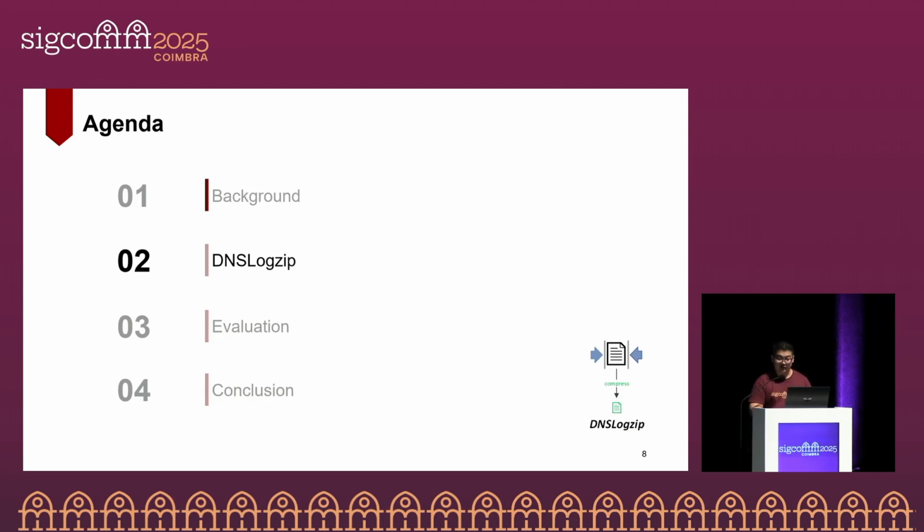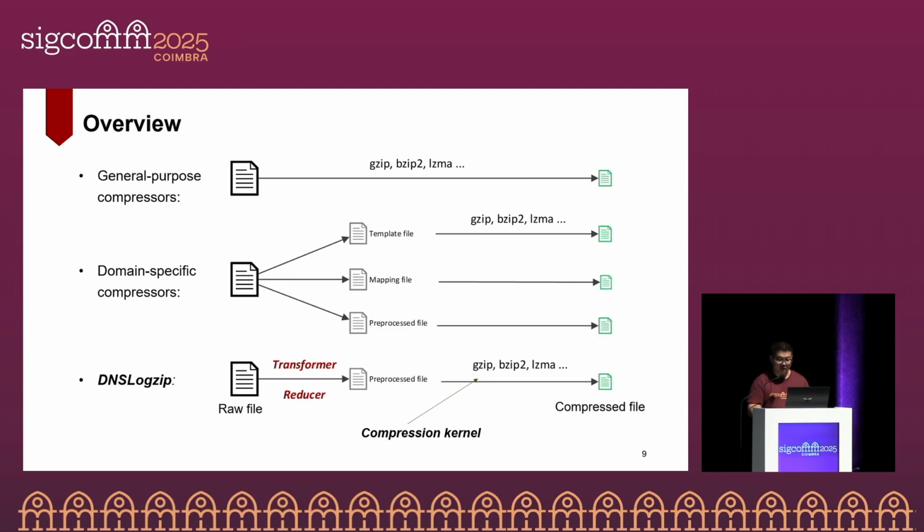Next, let's take a look at how DNSLogzip works. There are 3 main types of compression approaches. First, character-based tools like gzip, bzip2, and LZMA that directly compress raw data. Second, domain-specific tools like LogReducer, LogShrink, and Denum, which extract templates before compressing. Then there's DNSLogzip. We also pre-process logs, but unlike others, we don't create extra files. That's important because extra files add overhead. DNSLogzip keeps it simple and works seamlessly with any general-purpose compressor, what we call the compression kernel.